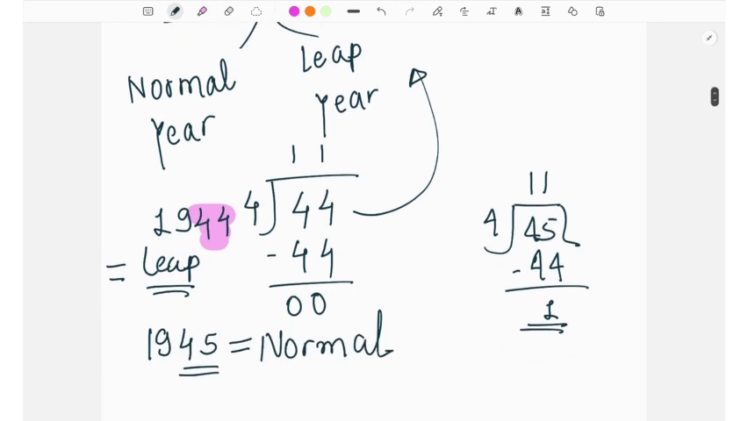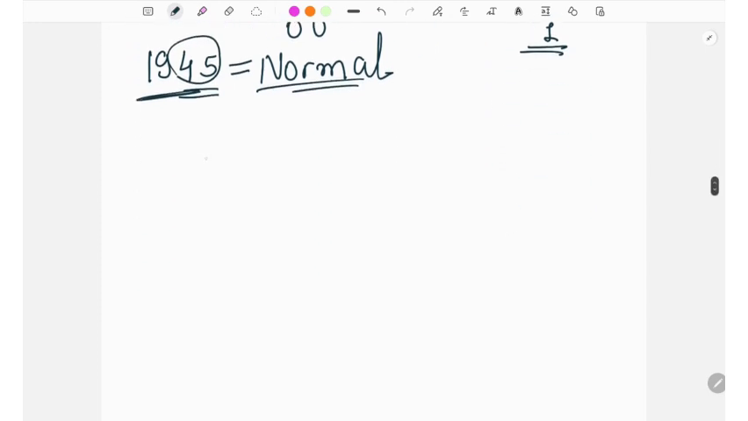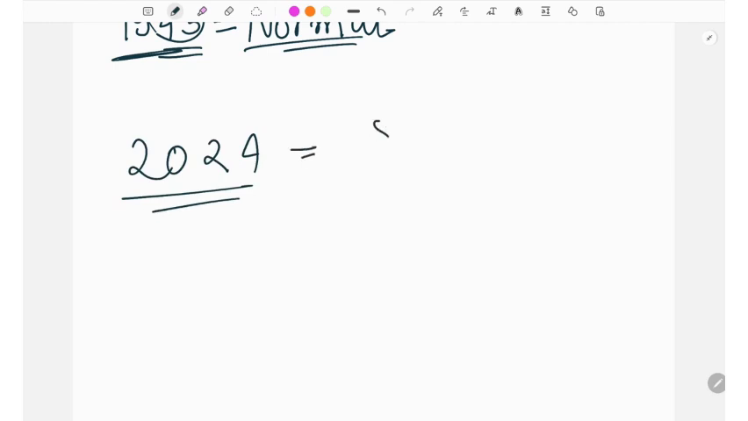Now to understand whether a given year is a normal year or a leap year, just simply divide it by 4. If it is completely divisible by 4, just like the given example 1944, then it is called a leap year. 1945 is a normal year. Why? Because 45 is not divisible by 4. So you have to tell me in homework whether the current year, 2024, is a normal year or a leap year. You have to tell me this.